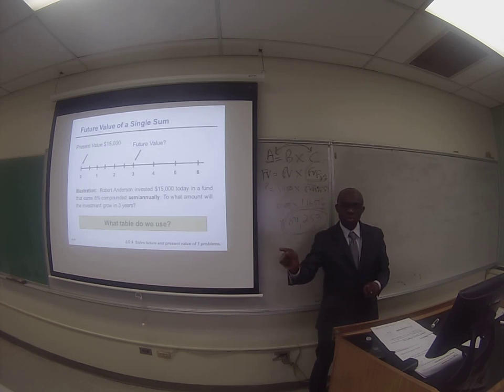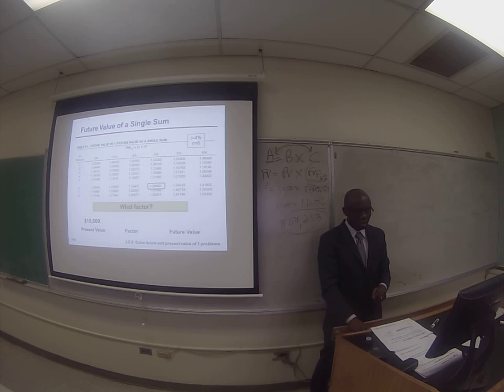So the 8% becomes what? 4%. Now, how many years? 3 years. So how many periods do we have to compound this investment? 3 years multiplied by 2 times a year, that will give us 6 periods. So if we look at the table, the period, we have 6. We trace it to the right. Here we have the interest rate column, and the grid right there is 1.2653. So that is the future value interest factor.